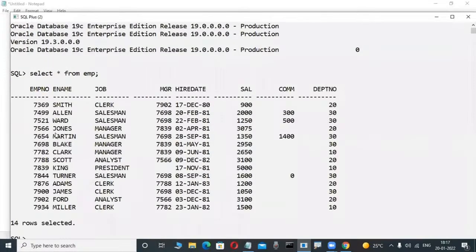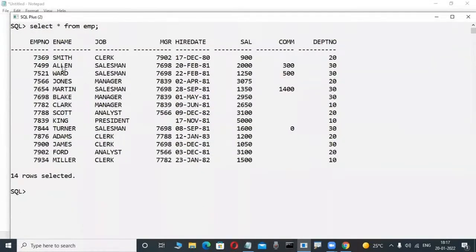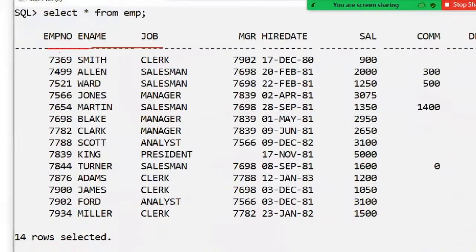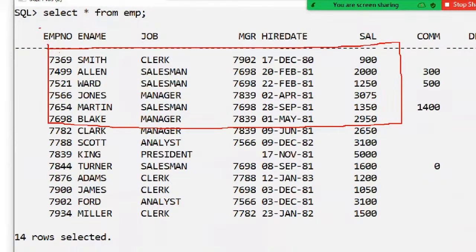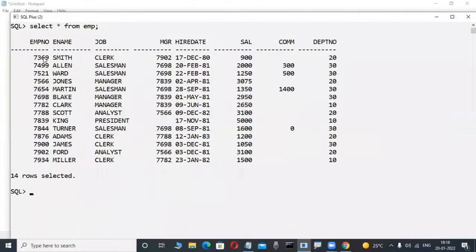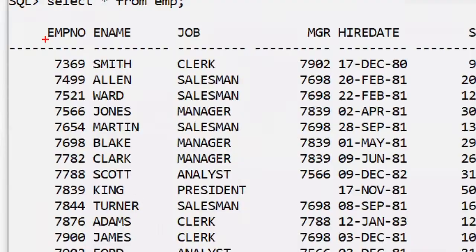For example, in this database, a structured collection of data is there or not? Yes, they are storing data in an organized fashion. Organized fashion means a table, where these are columns and these are rows. They are storing the data in an organized manner. Slowly observe here, this is a matrix format: in the employee number column, only numbers are available.